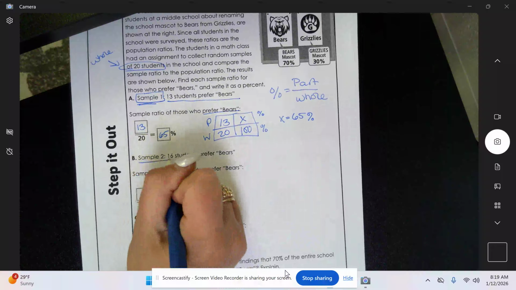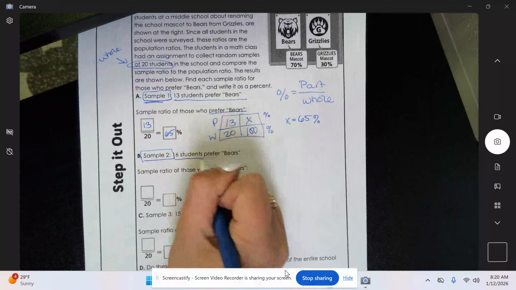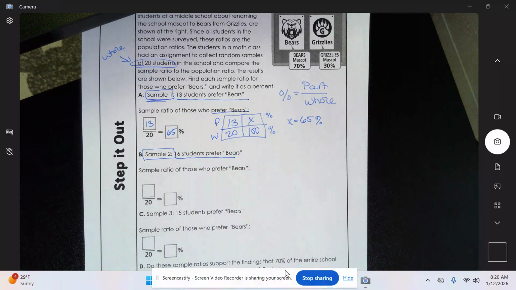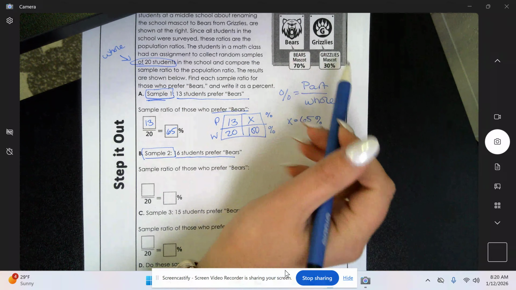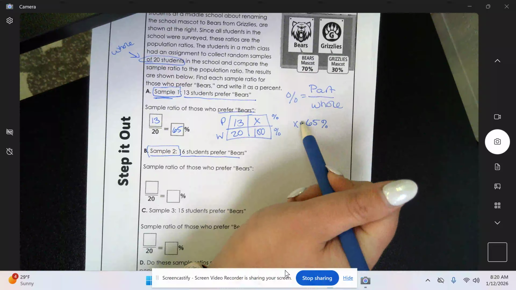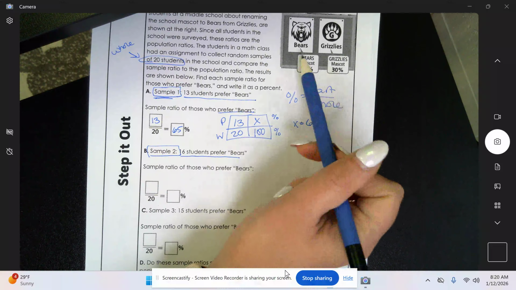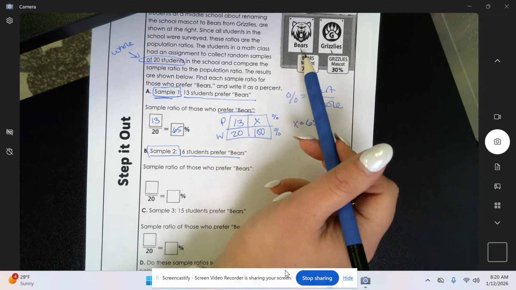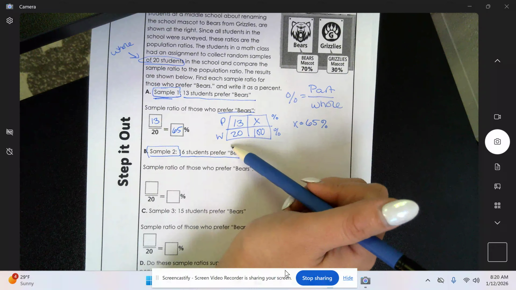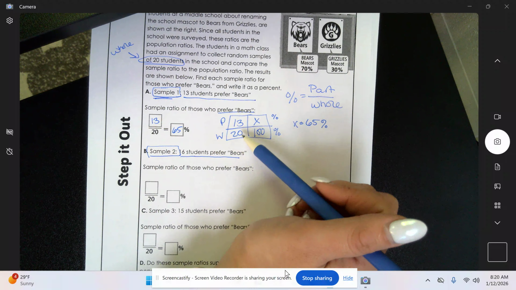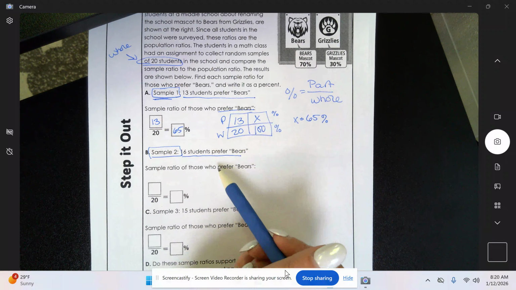All right, in sample 2, 16 students prefer the Bears. So we want to change that to a percent so that it's easier to compare percents than it is to compare fractions, because our goal is to compare this number to the population. So in sample 1, we got 65%. This is a sample. How much was the population that liked Bears? 70%. Are we close or really far away? Close. We're pretty close, within 5%, right? We want to see, is sample 2 the same way?